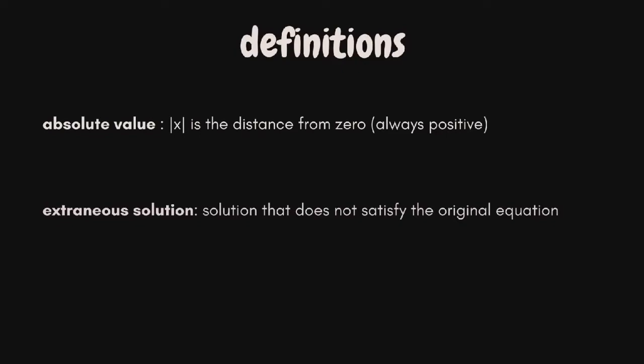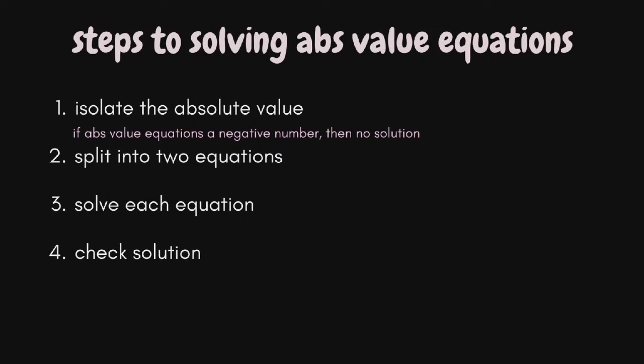Absolute value, which is denoted by the two bars around the x, is the distance from 0, so it's always going to be positive. An extraneous solution is a solution that doesn't satisfy the original equation. So that just means when you plug in your answer for x, it doesn't work in the equation, and when you check, it's not correct. We'll do some examples of those.